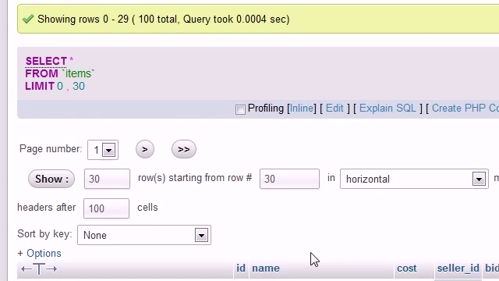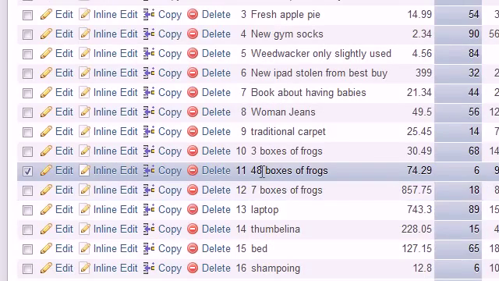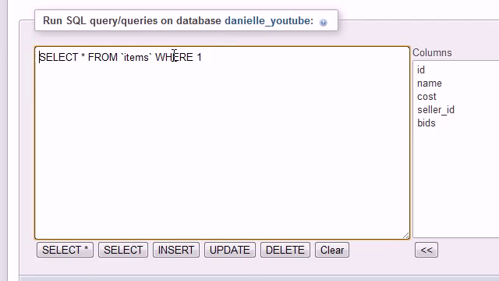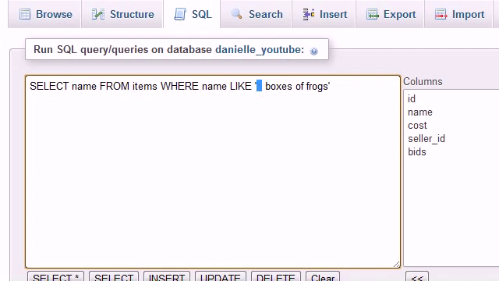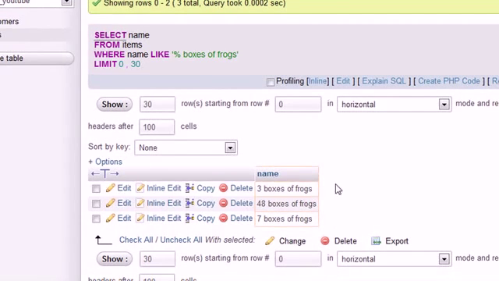Make sense? Now, what if we did want to include that 48 boxes of frogs? Well, if we did want to include that, then we would need to put the percent sign instead of the underscore. So again, whenever we use the percent sign in our query, it's going to include everything. It doesn't only have to be one, it doesn't only have to be two characters, but it could be 100, 1,000. It could be like 57 characters if it wants. Again, like I said, the percent sign means anything, and the underscore means one character.